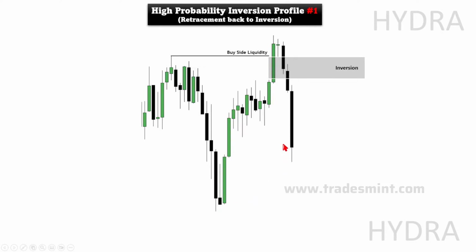Now what do you see here? In our previous examples, we saw that with one candle price did a closure right below the inversion, but here price is doing closure below the inversion with multiple candles. So this is another scenario.